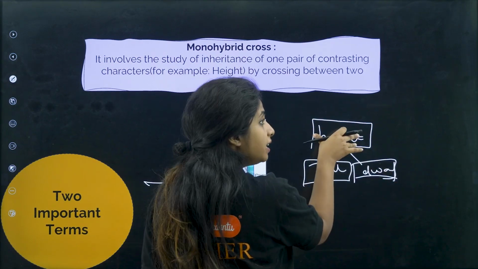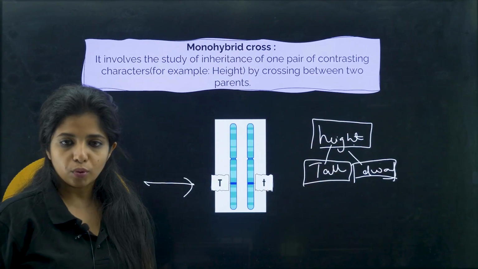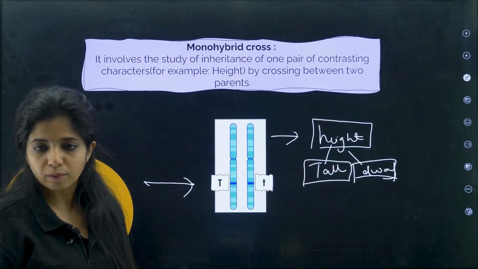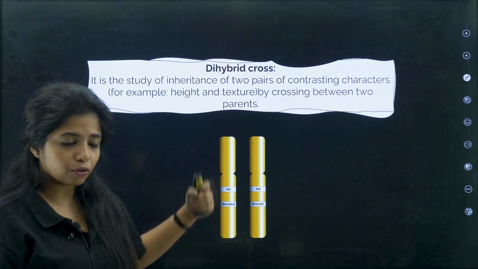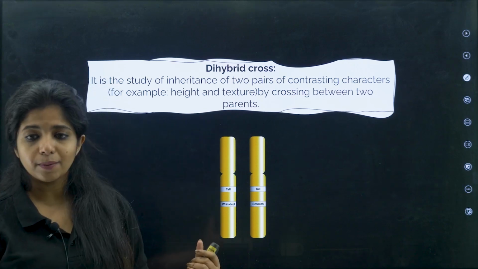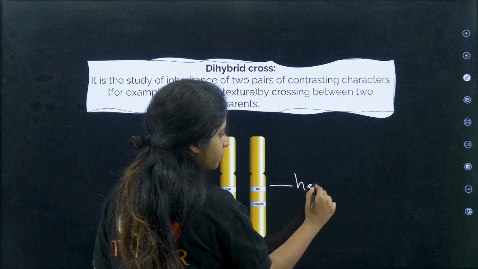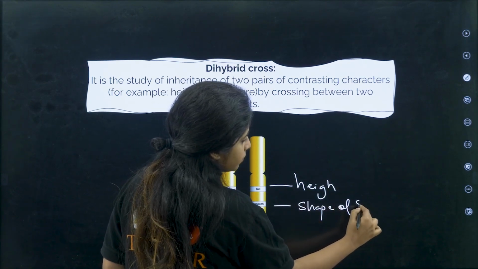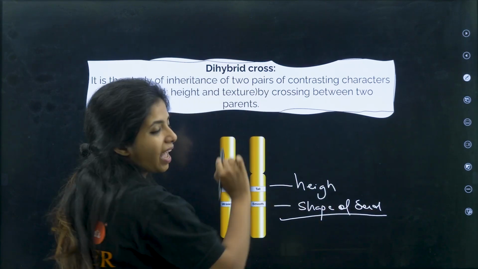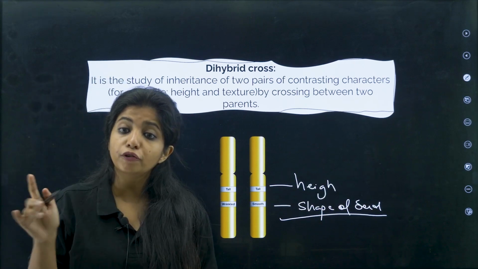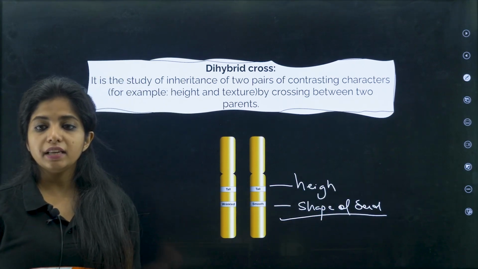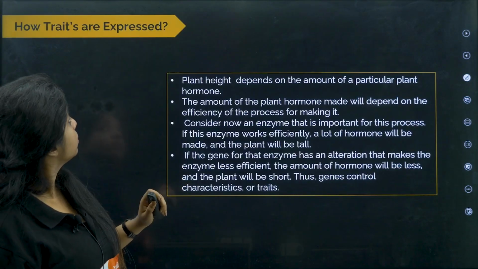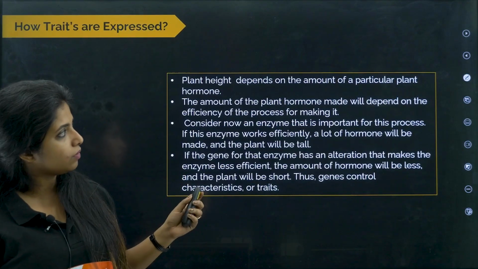He was not studying height as well as the color of the seed. No. He was just talking about one particular trait at one particular time. This is known as monohybrid cross. Now there is dihybrid cross, where he was studying two characters at the same time, the height and also the shape of the seed. The study of inheritance of two pairs of contrasting characters is known as dihybrid cross. So first we will go with the monohybrid cross and then we will go ahead.